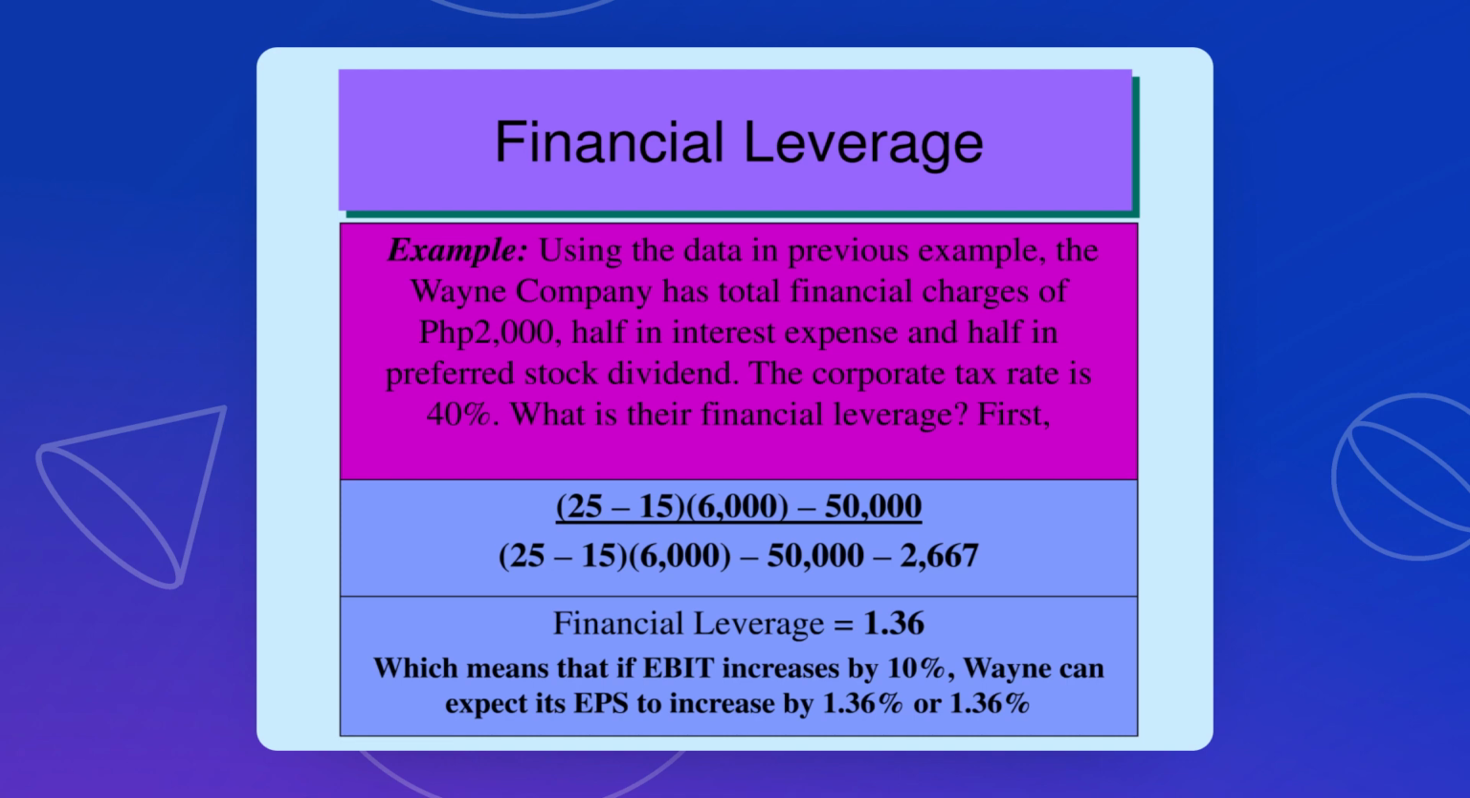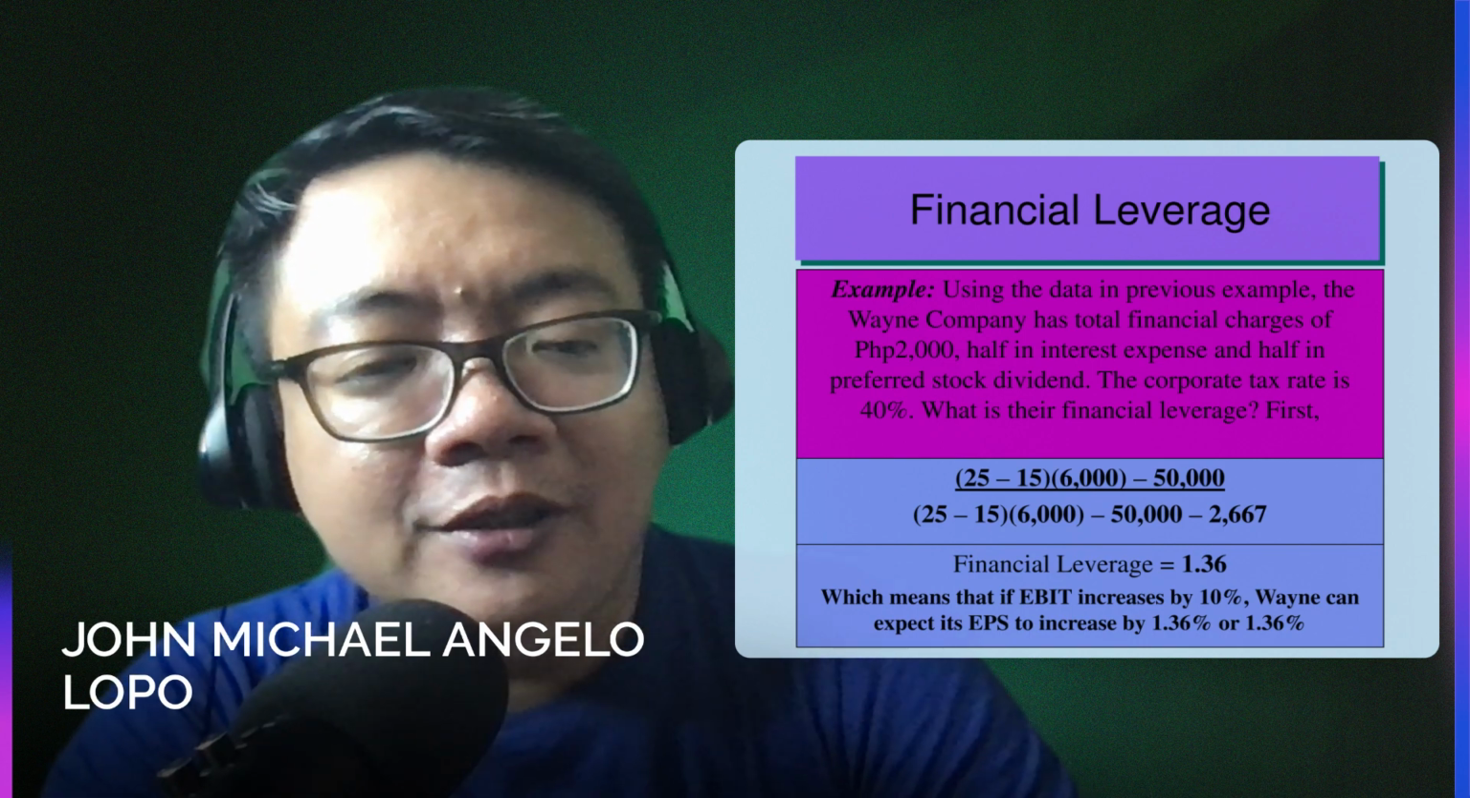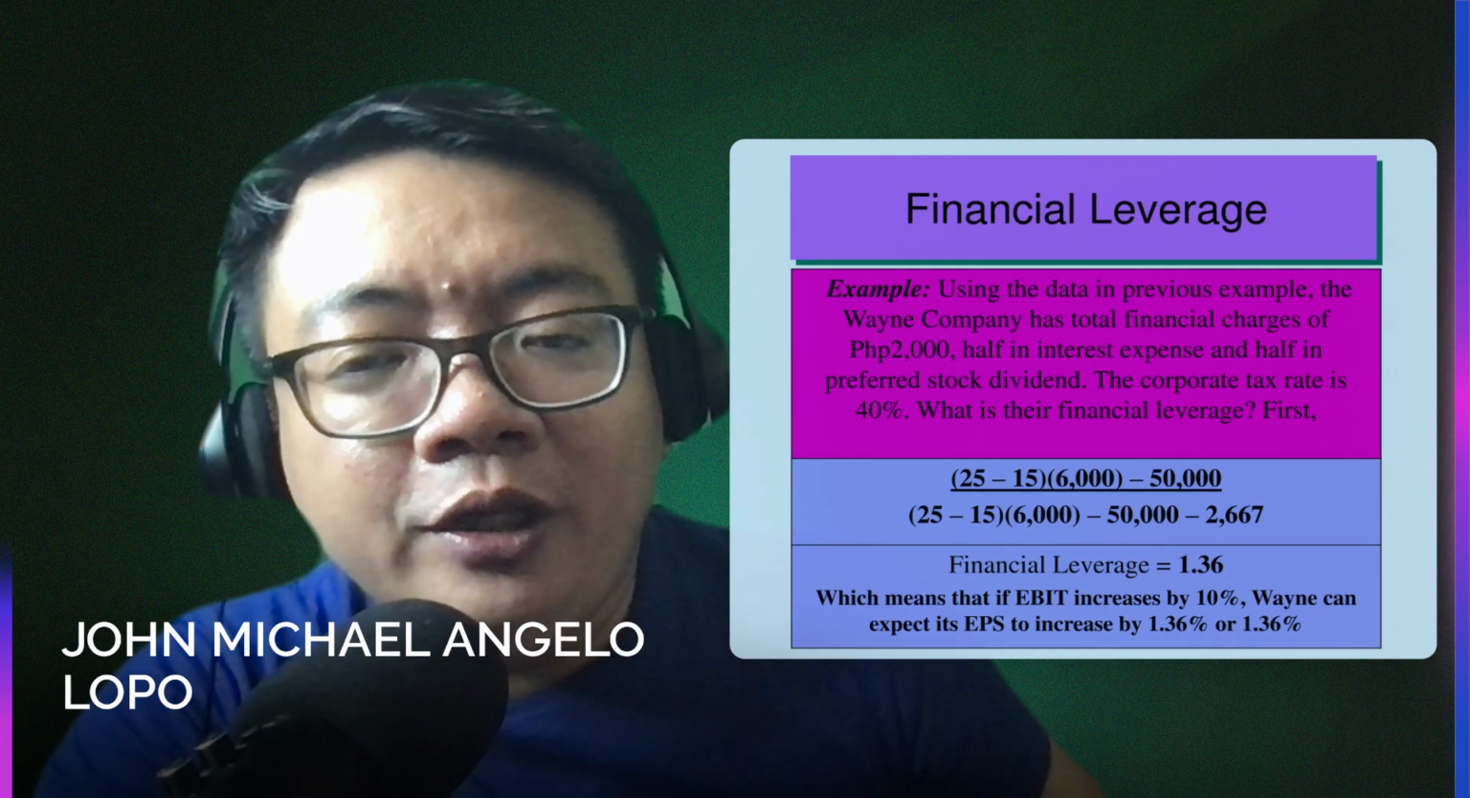So what does that mean? What was the formula earlier? The formula in terms of your finance charge is the percentage change in EPS divided by percentage change in EBIT. Meaning class, if the EBIT increases by 10%, Wayne can expect EPS to increase by 1.36. Alright. Hopefully, class, you understand the computation for your financial leverage.